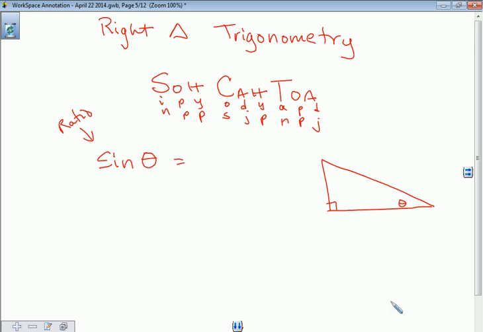And the mnemonic that we used was SOHCAHTOA. Sine is the ratio of opposite over hypotenuse. Cosine is the ratio of adjacent to hypotenuse. And tangent is the ratio of the opposite side to the adjacent side.